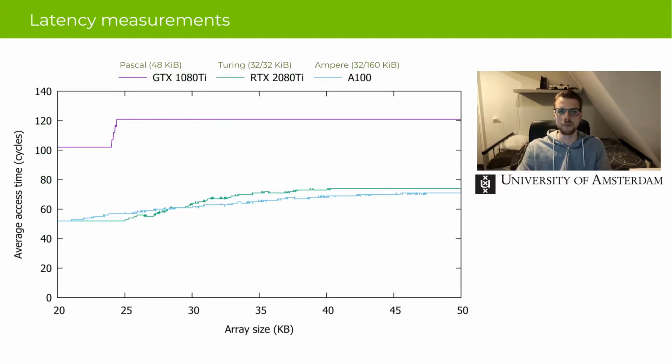On our Pascal card, which should have 48 kilobytes of L1 cache, we actually see that at 24 kilobytes it already starts to show an increase in misses, which is quite curious. On Turing this is 25 kilobytes, and on Ampere it actually is lower at 22 kilobytes. But we do see that the increase of average access time is smaller on Ampere, meaning that at the higher buffer sizes the latency is actually slightly lower on Ampere.